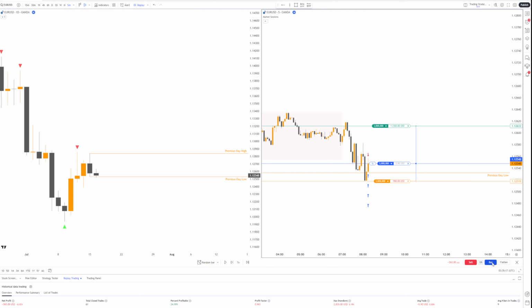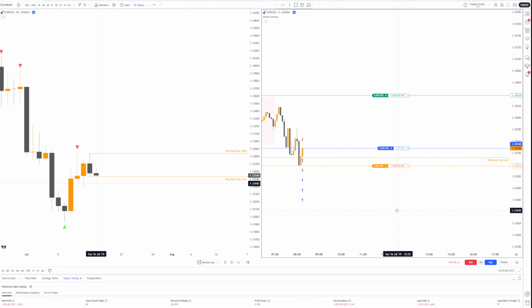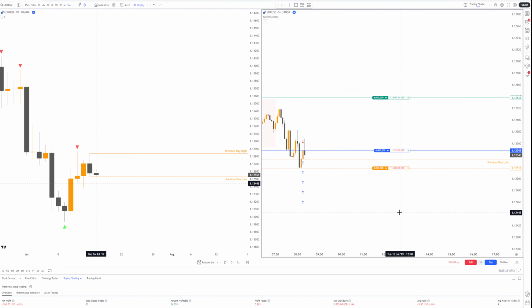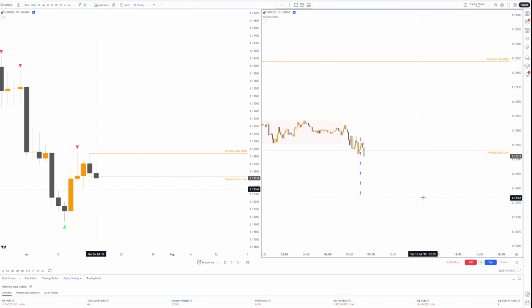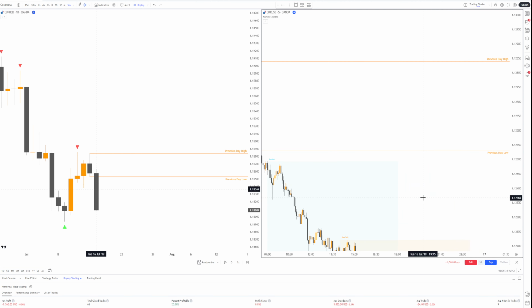And make sure TP should have been, I'll put 3600 because we're risking 1200. Let's see what happens. Okay, there you have it. So we had another loss. So far we need to move on. Move on again.